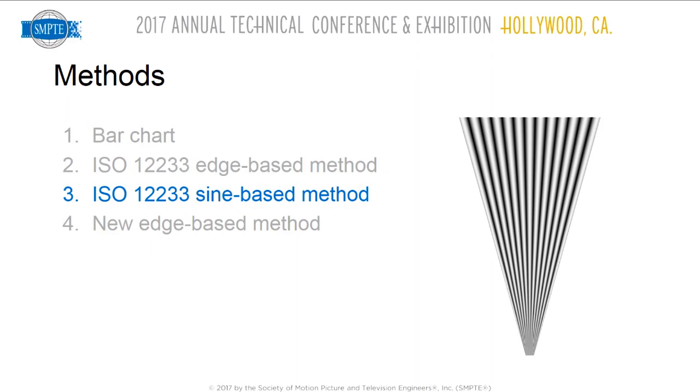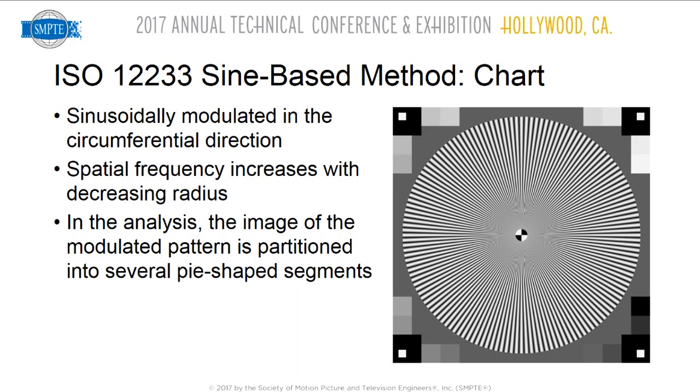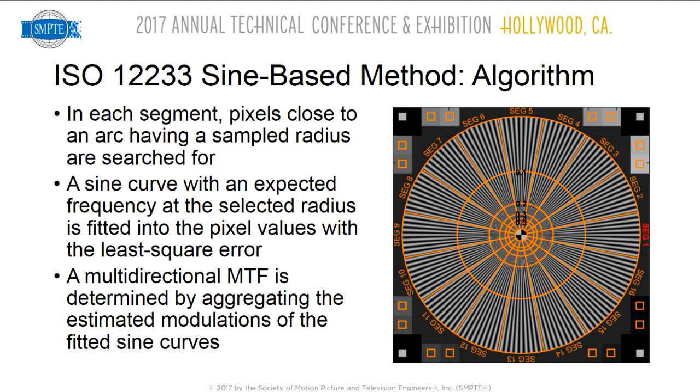So the third one I introduce is the ISO standard sine-based method using the sine wave pattern. This pattern is sinusoidally modulated in the circumferential direction, and spatial frequency increases with decreasing radius. In the analysis, the image of the modulated pattern is partitioned into several pie-shaped segments like this. And in each segment, the pixels close to an arc having the sampled radius are searched for, and a sine curve with an expected frequency at the selected radius is fitted to the pixel values with the least square error. And then the multidirectional MTF is determined by aggregating the estimated modulations of the fitted sine curves.